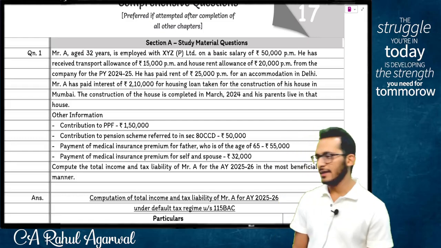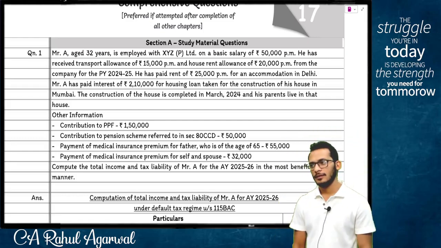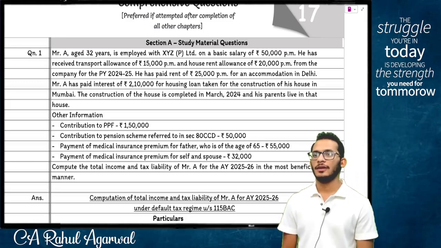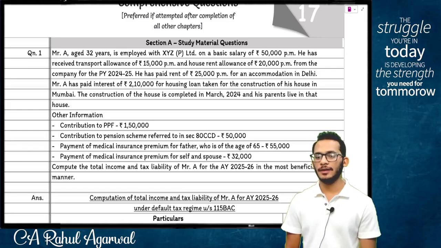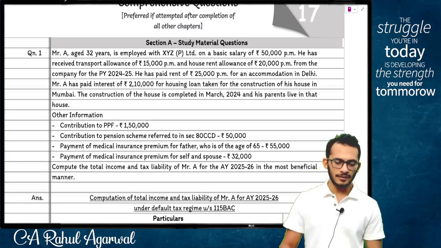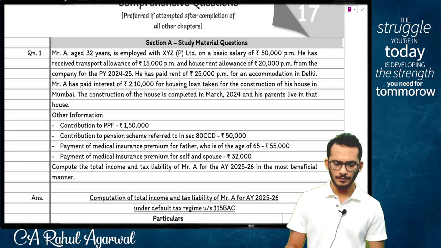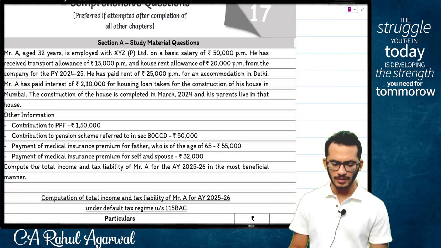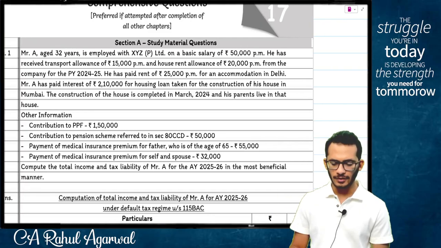Go forward. Next heading is called computation of total income of Mr. A under default tax regime.